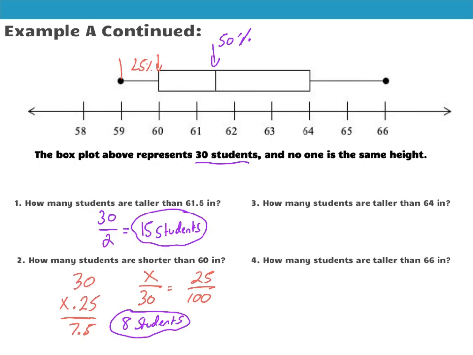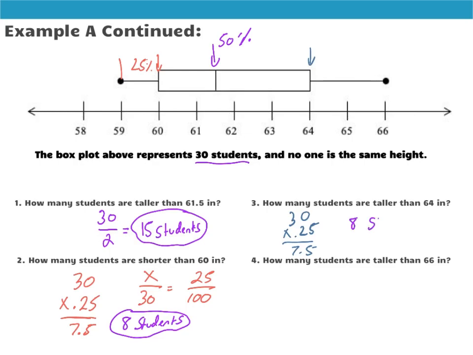Number 3 says, how many students are taller than 64 inches? So again, our 64 is the upper quartile here, and we know that we can find this two ways. As we talked about again, we're looking for 25% of the data. So 25% times 30, so 30 times 0.25, or again, we can make a proportion, but it's going to be the same as the other one, 7.5. And we know that we have to round up because again, we can't have half a student. That's not how that works.